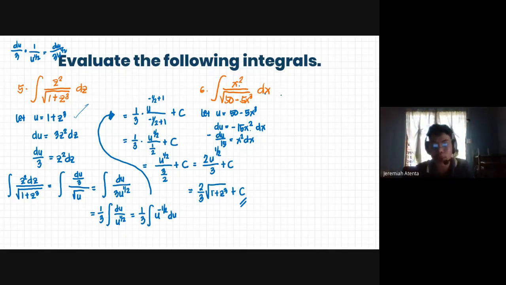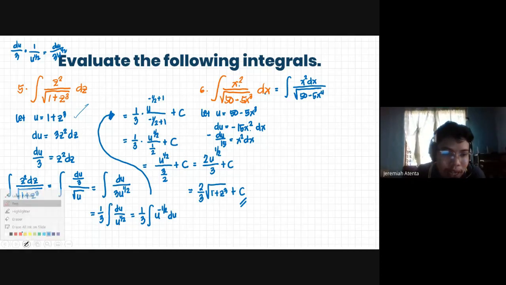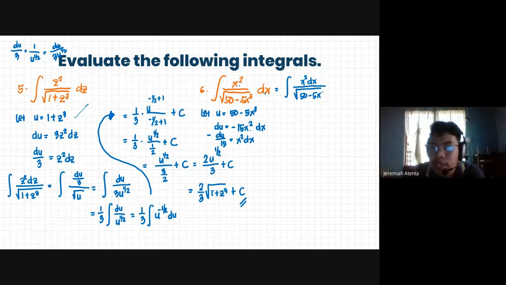I hope you can still follow. So, nag-divide lang ako ng negative 15. So, tinaas ko yung negative. Bakit? Kasi nasa denominator siya. Okay? So, therefore, from that, we can rewrite this as the integral of x squared dx all over square root of 50 minus 5x to the power of 3 pala, sorry. Power of 3 pala dapat.